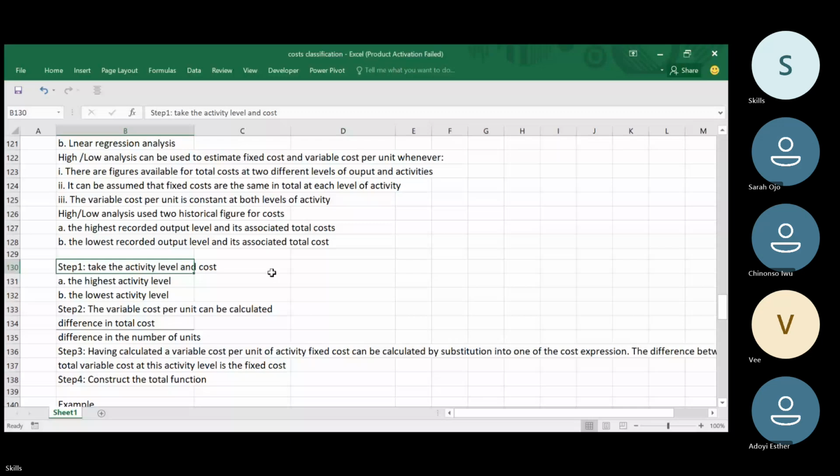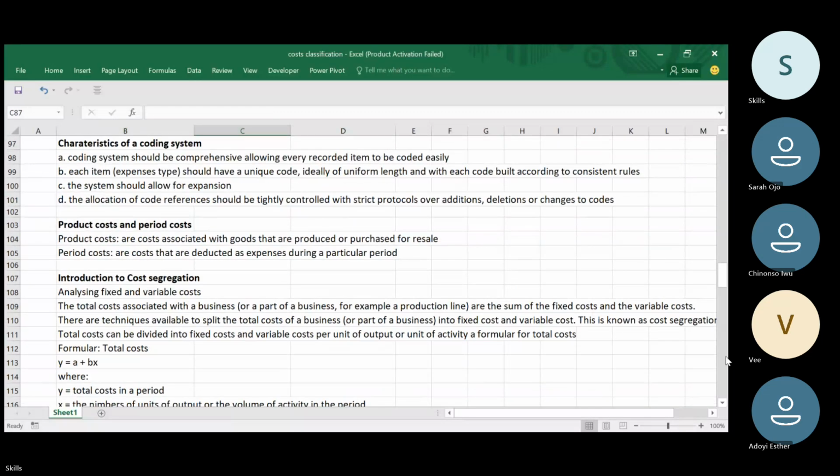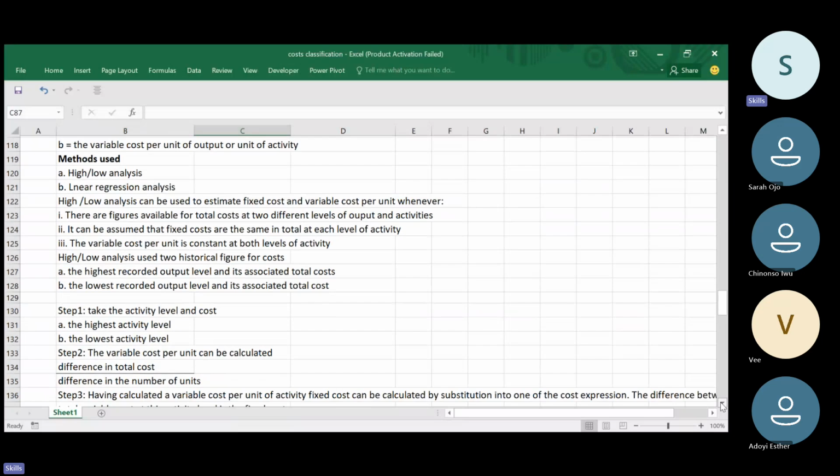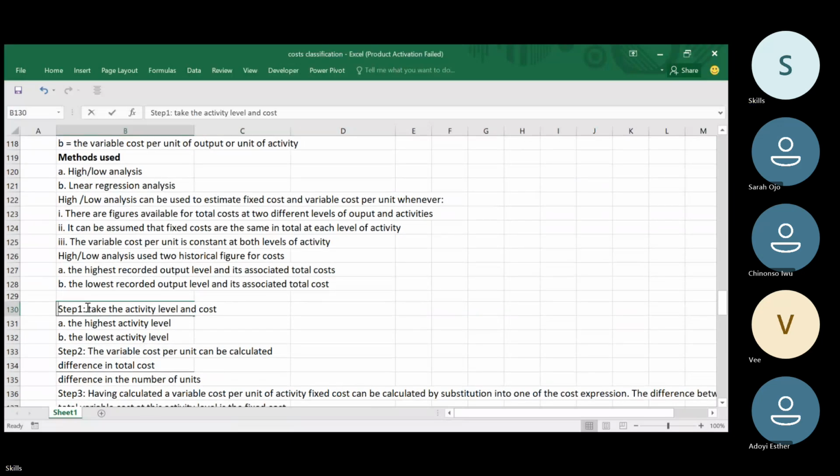Step one. They are in steps here. Step one, take the activity level and cost. That is the first thing you will do. Take the highest activity level and the lowest activity level. You identify them from the data that will be given to you. Identify the highest level of activities and its cost. Then secondly, identify the lowest level of activities and its associated cost.